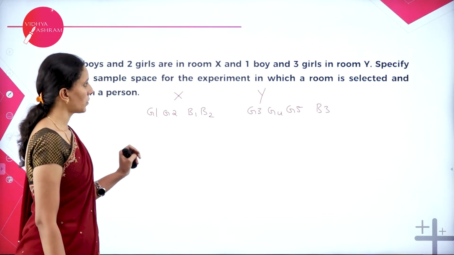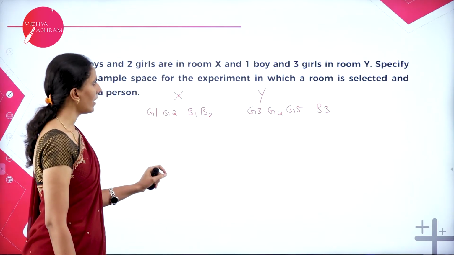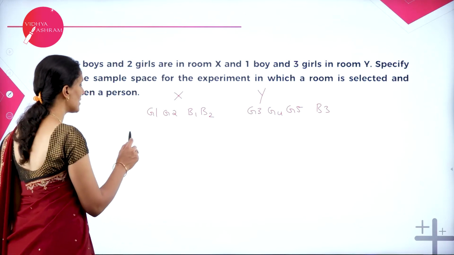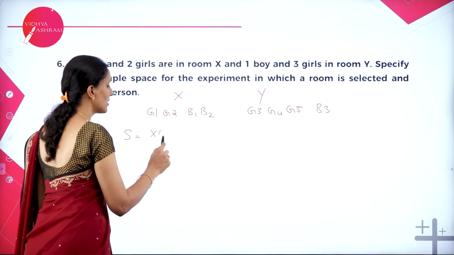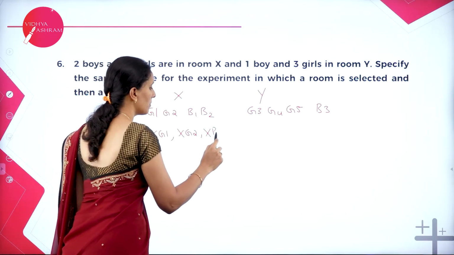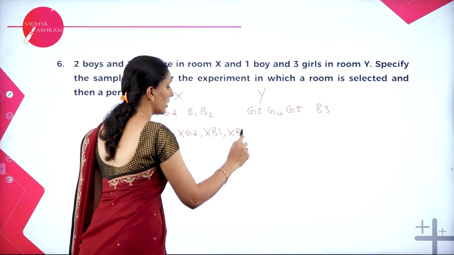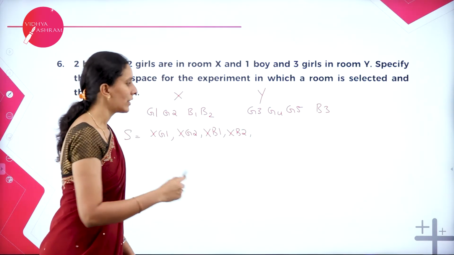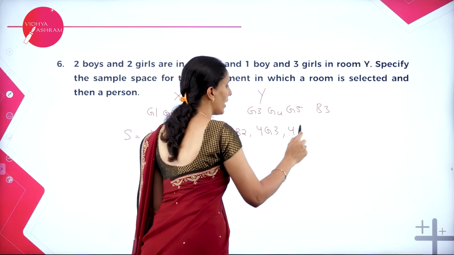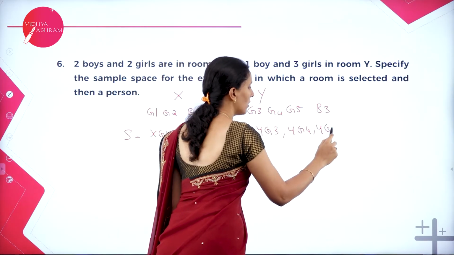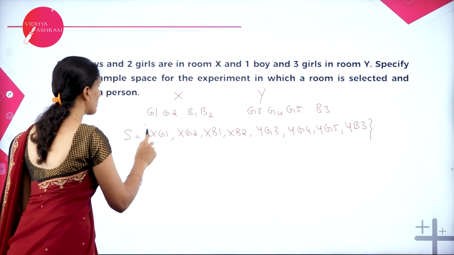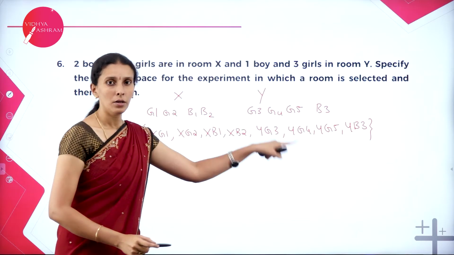So we are supposed to write the sample space where the room is selected first and then the person. So in that case the sample space is XG1 or XG2 or XB1 or XB2. If not in room X, then the only possibility is room Y: it is Y G3, Y G4, Y G5, Y B3. So these are the possibilities of selecting the room first and then the person.